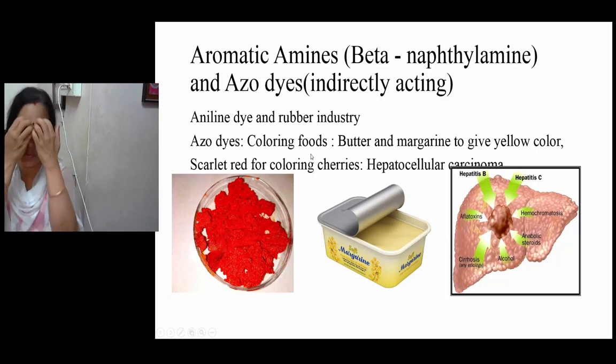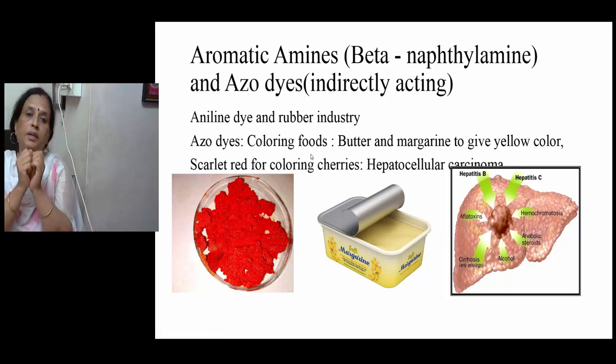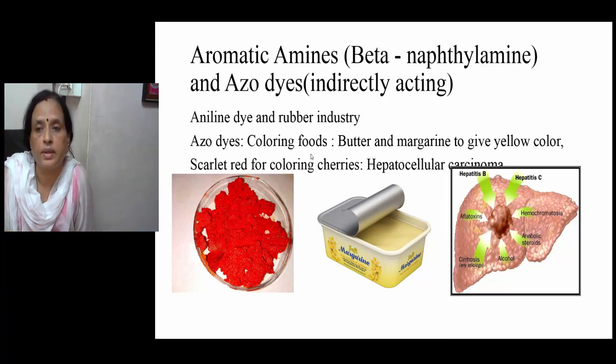See, we are moving on to aromatic amines. We are moving on to aromatic amines and azo dyes. So aromatic amines are beta-naphthylamine. See, aniline dye and rubber industry. What are these dyes which are used?